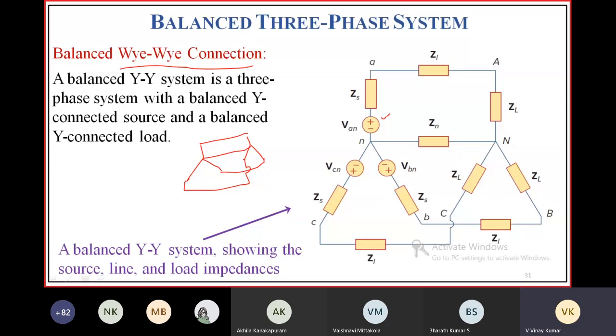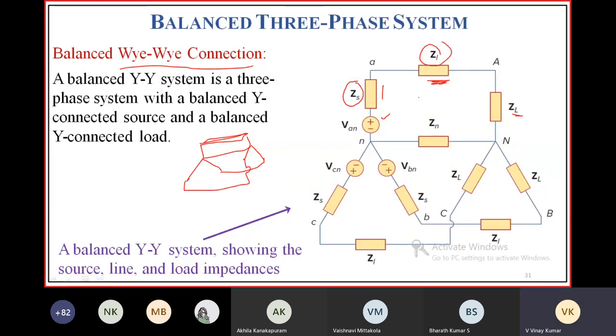This source is having some source impedance. ZS is source impedance. As you are connecting these two lines, they may have some impedance. This is line impedance. So, strictly speaking, ZS is source impedance, ZL is line impedance, and Z is load. But normally, roughly speaking, we neglect ZS and ZL because these two are very small.